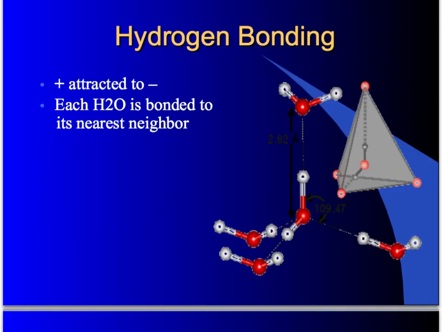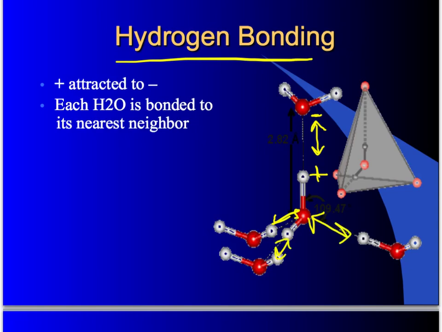Another unique property of water is hydrogen bonding. This is because positive charges are attracted to negative charges. Remember, opposites attract when it comes to our charges. And each H2O is going to be bonded to its nearest neighbor. So you can see here, here's our oxygen, it's got kind of a negative charge, and here's another hydrogen, and it's got kind of a positive charge because of that polarity, and those two things are drawn towards each other, and it creates what we call a hydrogen bond between them. You can see the same things happening between all of these different molecules of water.